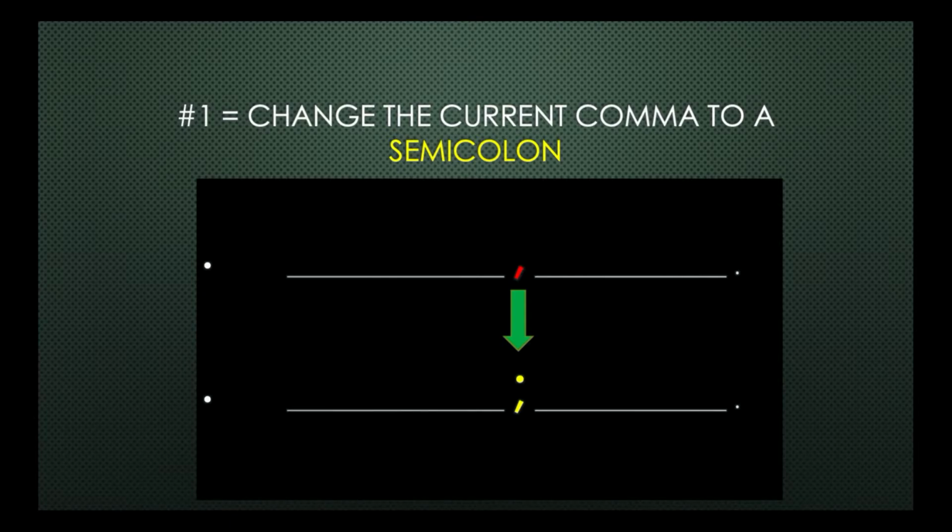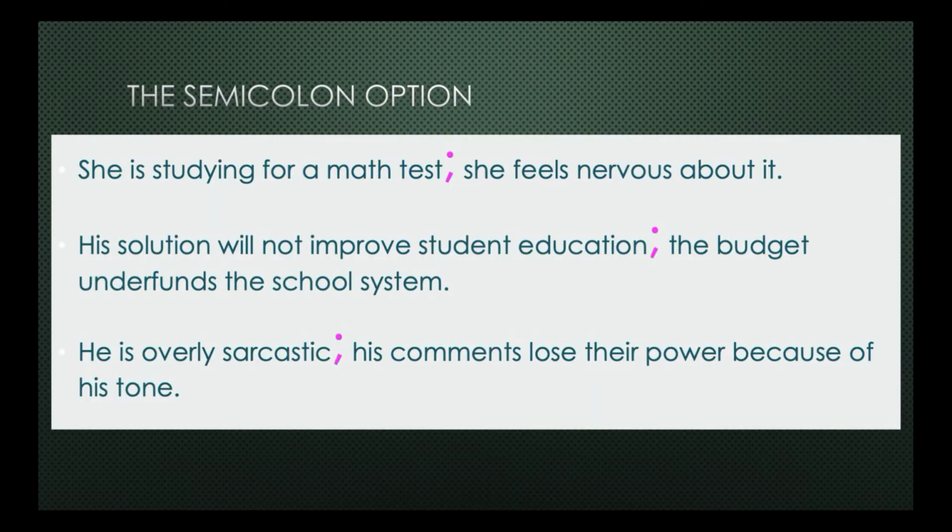Number 1, change the current comma to a semicolon. If you like the idea of keeping these 2 main clauses in the same sentence so that the ideas are back-to-back for your reader, this is a great option. She is studying for a math test, semicolon. She feels nervous about it. His solution will not improve student education, semicolon. The budget underfunds the school system. He is overly sarcastic, semicolon. His comments lose their power because of his tone.